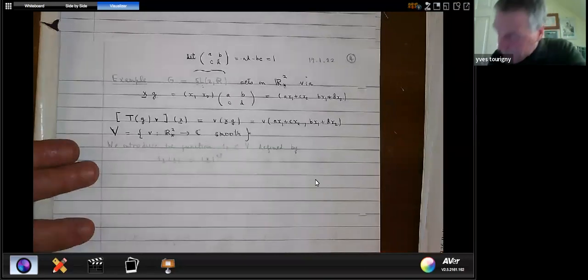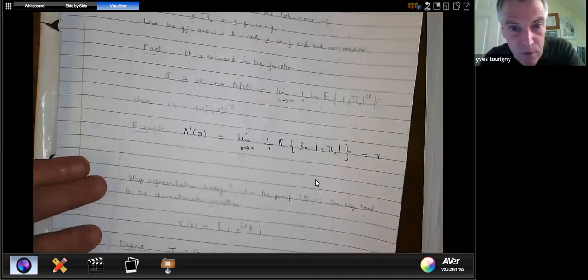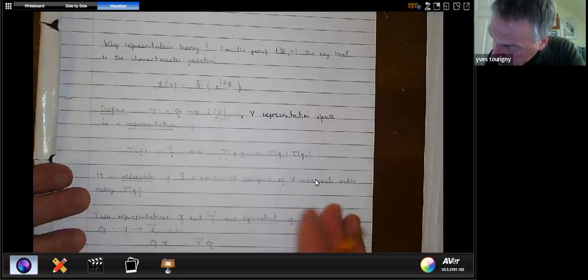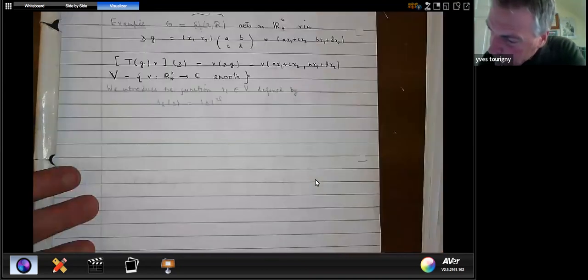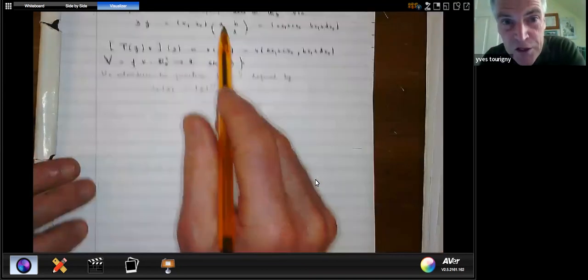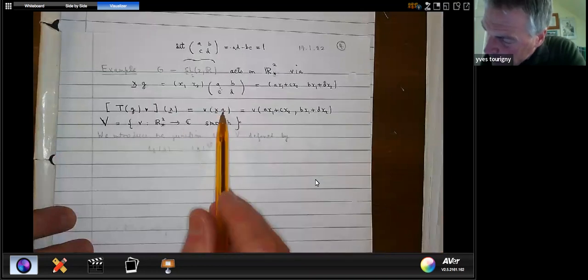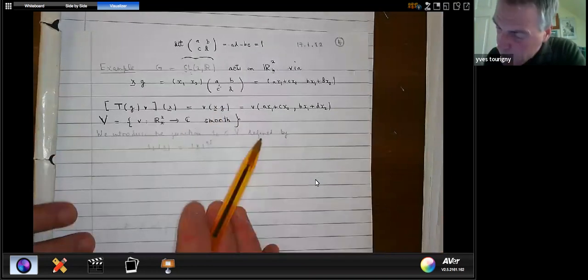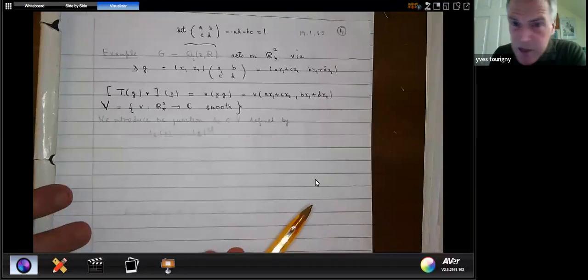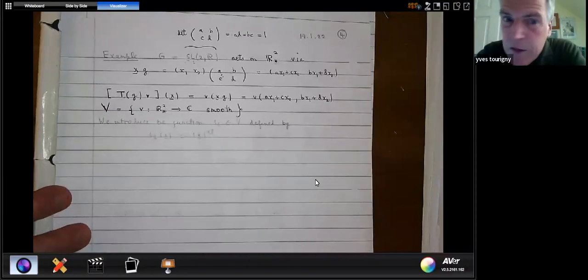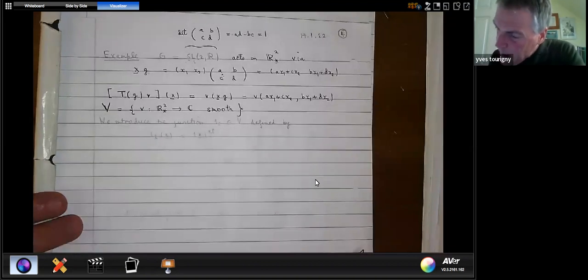You could check that it would satisfy the properties that I mentioned earlier. So maybe the first one is easy to check. Obviously if G is the identity, then XG is X, and so T of E would be the identity operator. Are there any questions at this stage? Anything you'd like me to clarify before I move on? Okay, so I'll just carry on then.